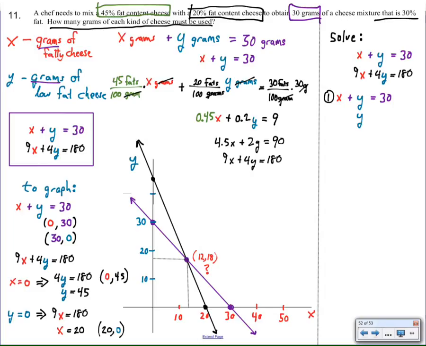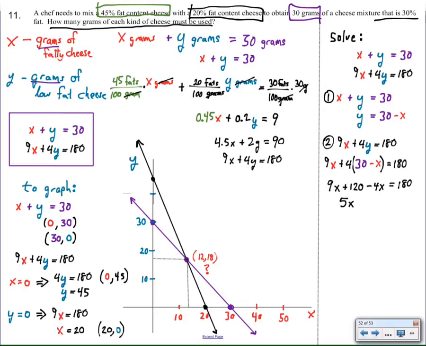In this case, once again, I'm going to use the substitution method because the first equation is so easy to solve for y or x. I substitute into the y value. Instead of writing y, I write 30 minus x. The rest is algebra 1. Collect like terms, bring the 120 over, and x equals 12.